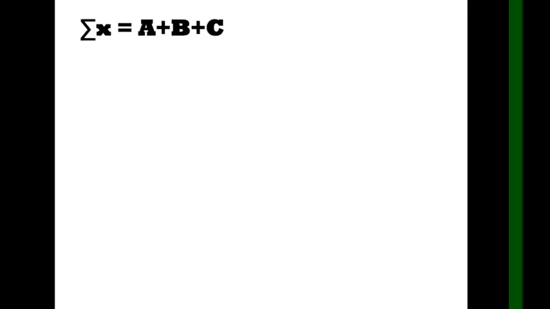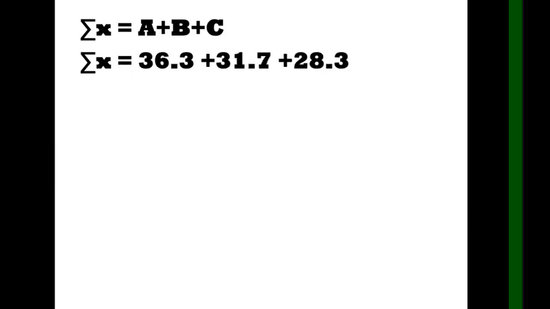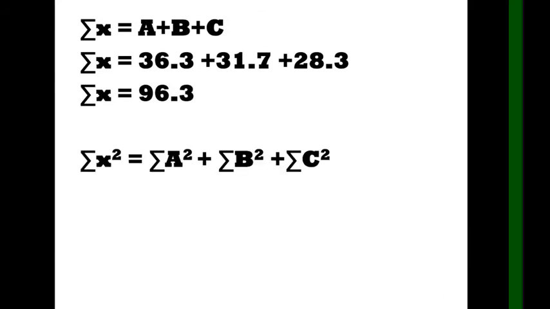For the summation of x equals a plus b plus c, we have 36.6. A, B, C are summation of A, summation of B, summation of C. So we have 31.7 and 28.3. What is now the total for the summation of x? That is 96.3. Now we have summation of x squared.